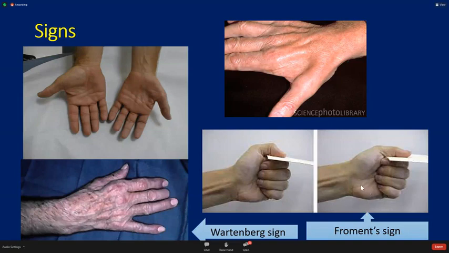This is a normal response to keeping a card between the fisted hand and the extended thumb, and the examiner tries to pull it. When there is ulnar weakness, there is overactivity of the flexor. The adductor is weak and the FDI is weak, leading on to overactivity of the flexor pollicis longus to keep the card in place, and that is a Froment sign.